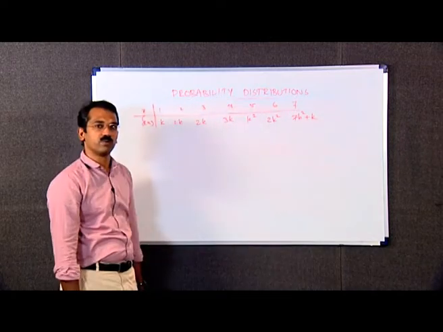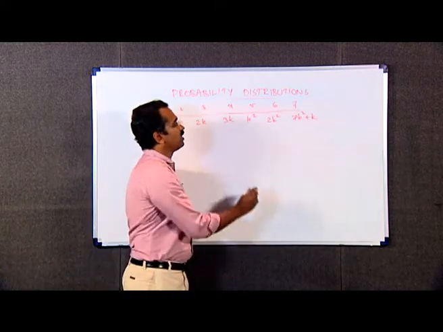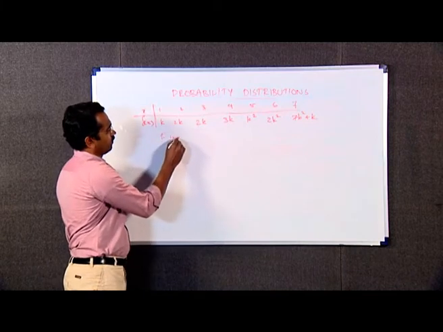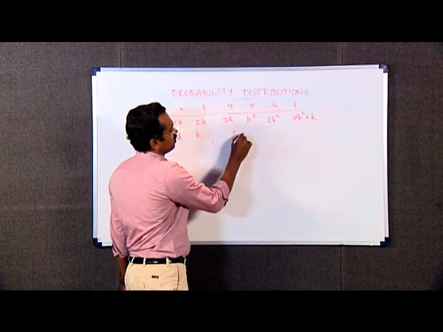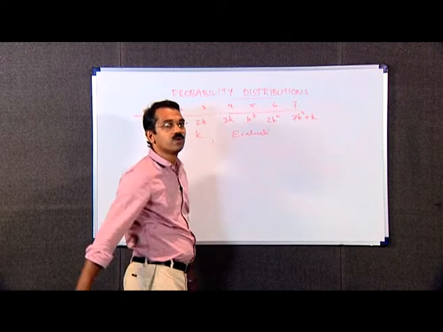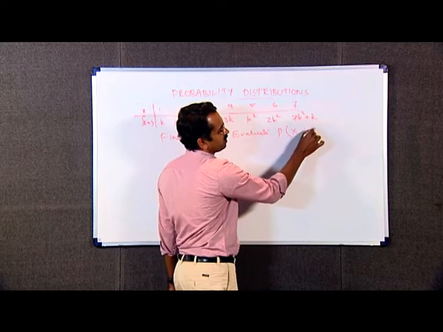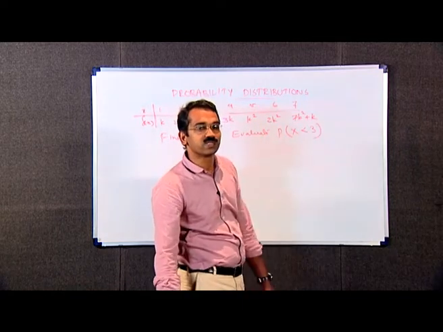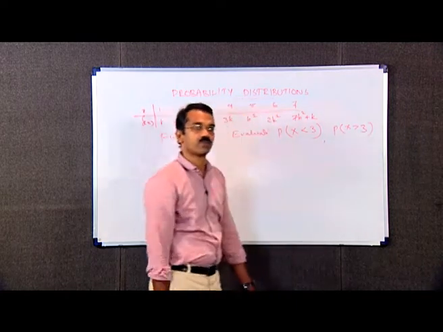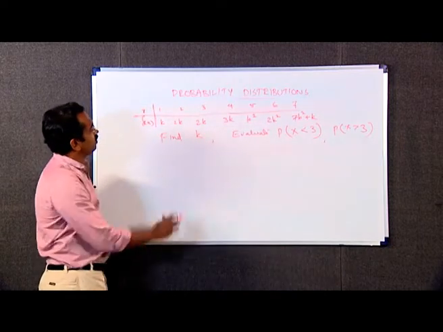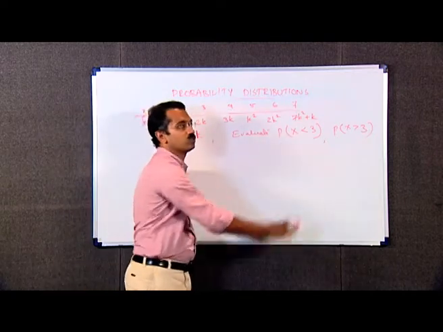We are given a probability mass function in a tabular form. Then the question is: find the value of k and evaluate the probability of the random variable capital X taking value less than 3, that is P of x less than 3, and also P of x greater than 3. Now, first of all we find the value of k and then we evaluate these two probabilities.